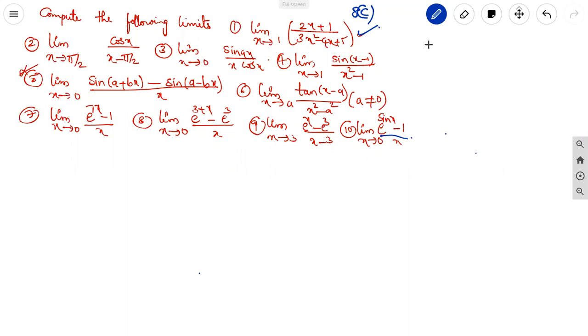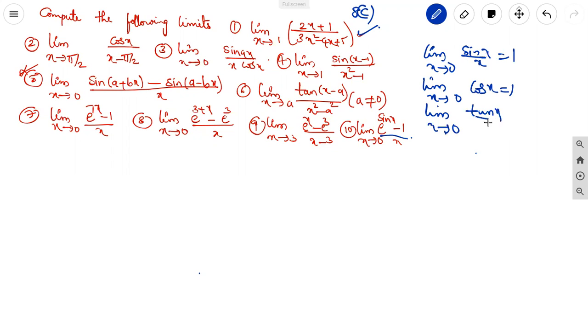Do you know, limit x tends to 0, sin x by x equal to 1. Limit x tends to 0, cos x equal to 1. Limit x tends to 0, tan x by x equal to 1. Limit x tends to 0, e power x minus 1 by x equal to 1. These are formulas.